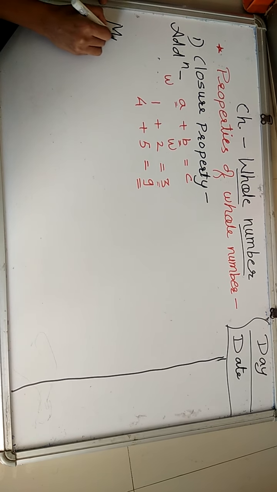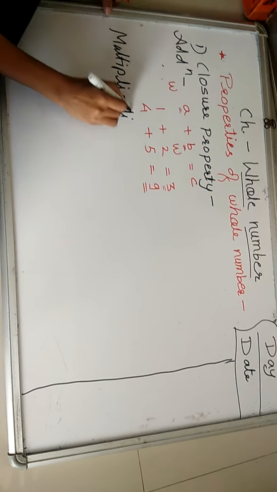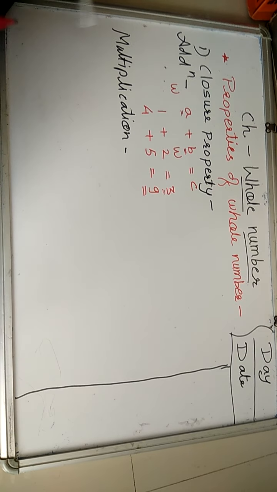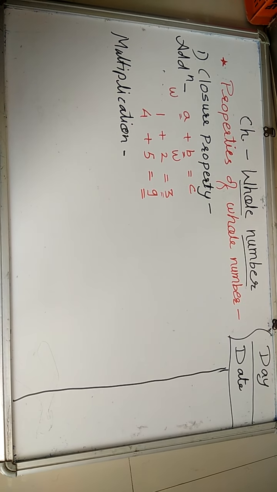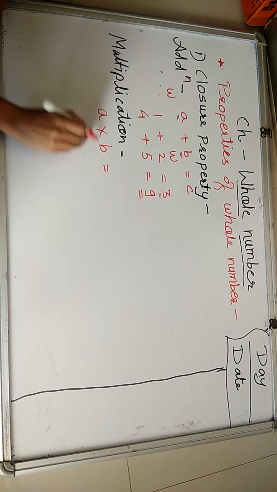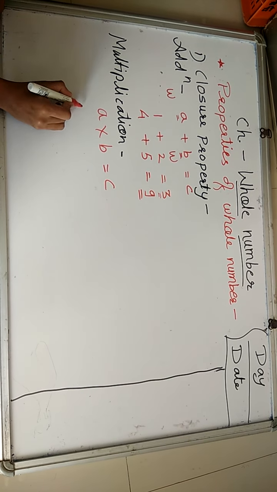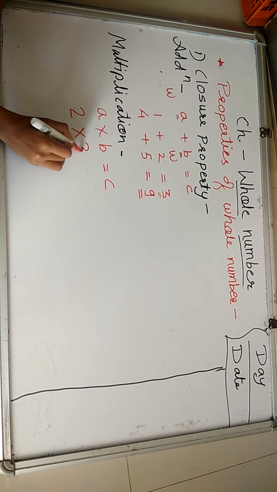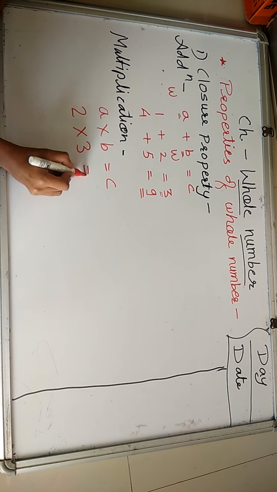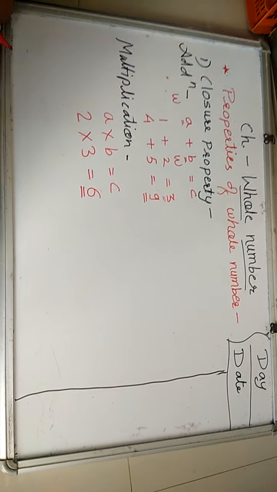Now, closure property for multiplication. When we multiply two whole numbers, their answer will be a whole number. That is A into B, and the product of these two whole numbers is also a whole number. Let's take an example. 2 into 3. 2 and 3 both are whole numbers. What is the product of these two numbers? 6. The 6 is also a whole number.